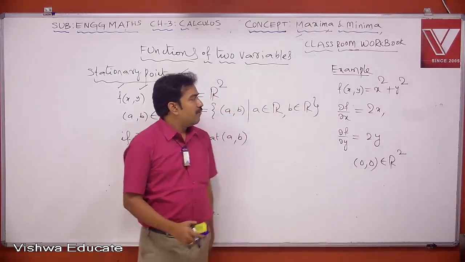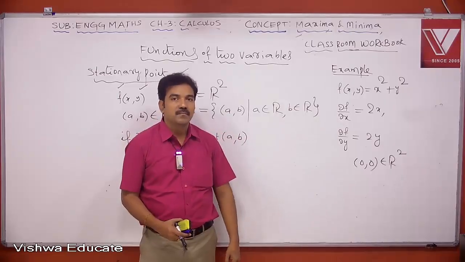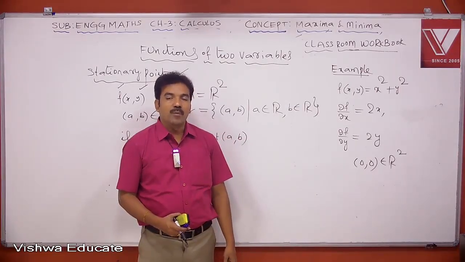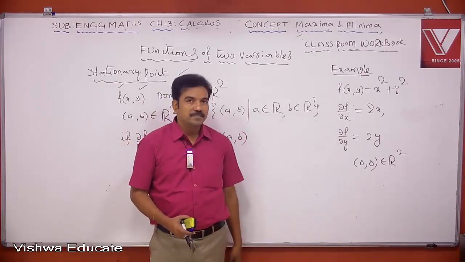Example: f of x comma y equal to x square plus y square. Dou f by dou x equal to 2x. Dou f by dou y equal to 2y.